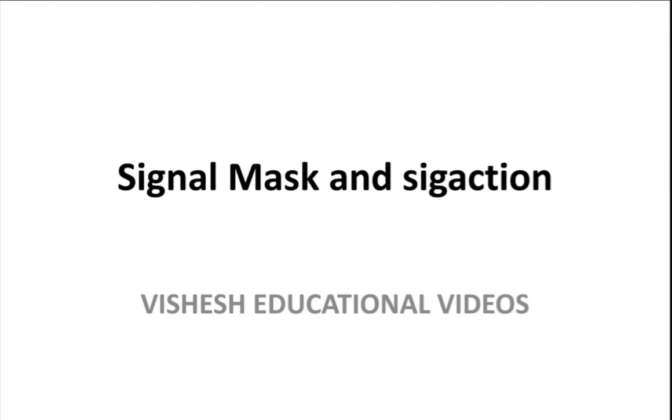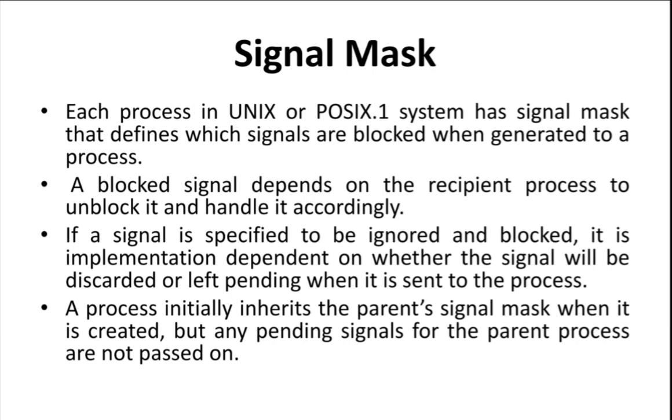So let me begin the explanation of the Signal Mask API and SigAction API. So what is a signal mask? Each process in Unix or POSIX has a signal mask. Each process contains a signal mask that defines which signals are blocked by the process. Every process maintains a signal mask, and that signal mask contains the details of the signals that are blocked, right?